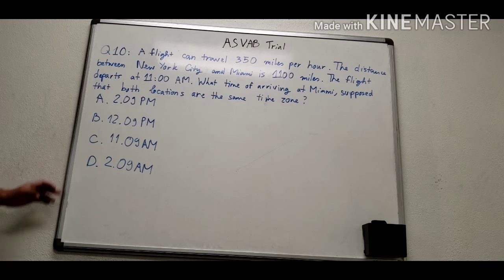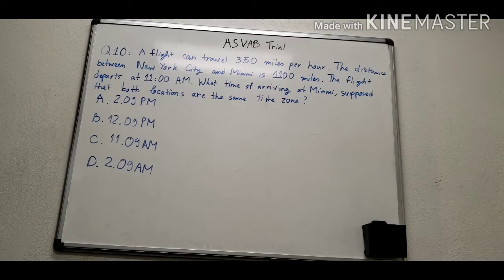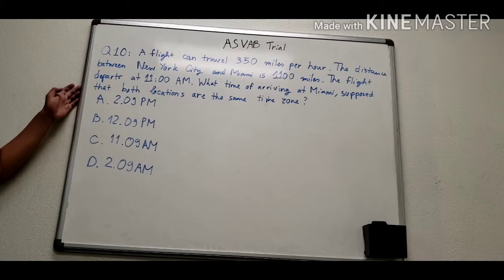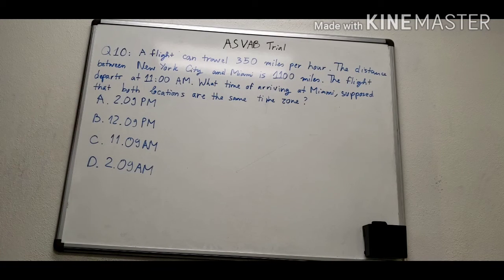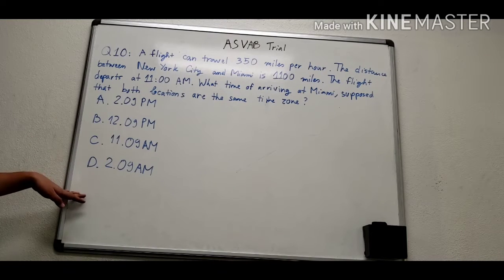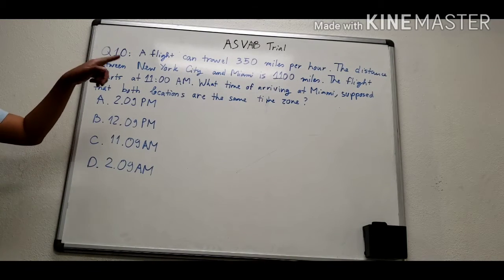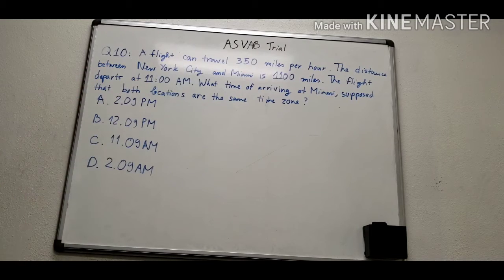A flight can travel 350 miles per hour. The distance between New York City and Miami is 1100 miles. The flight departs at 11 a.m. What time does it arrive at Miami? Suppose that both locations are in the same time zone, so you just calculate the time to travel from New York City to Miami.